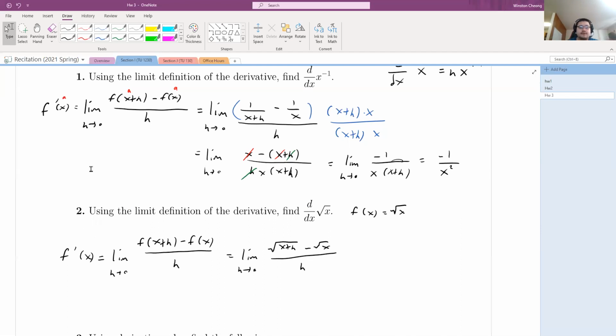You can type conjugate. Yep, that's right. So we go ahead and multiply by conjugate.